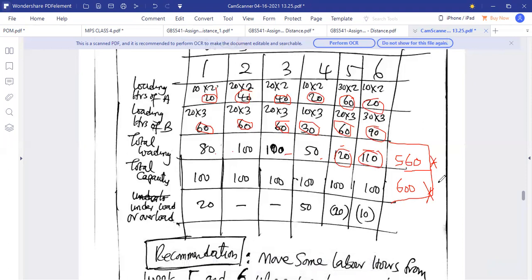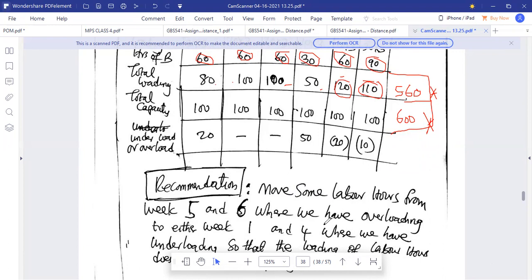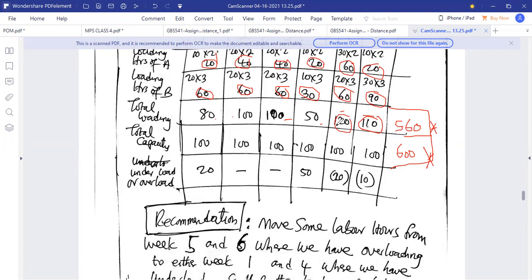Okay, but we have a problem. So here the recommendation: move some labor hours from weeks 5 and 6, where we have overloading. But you can be precise. You can move the 20 hours here. You can take them all to week 1, so it can balance up with this one. There's no problem.